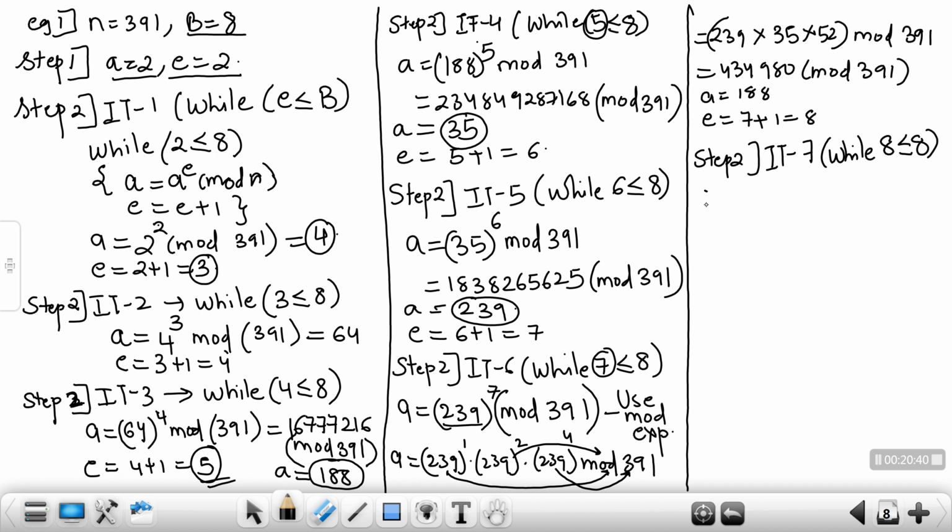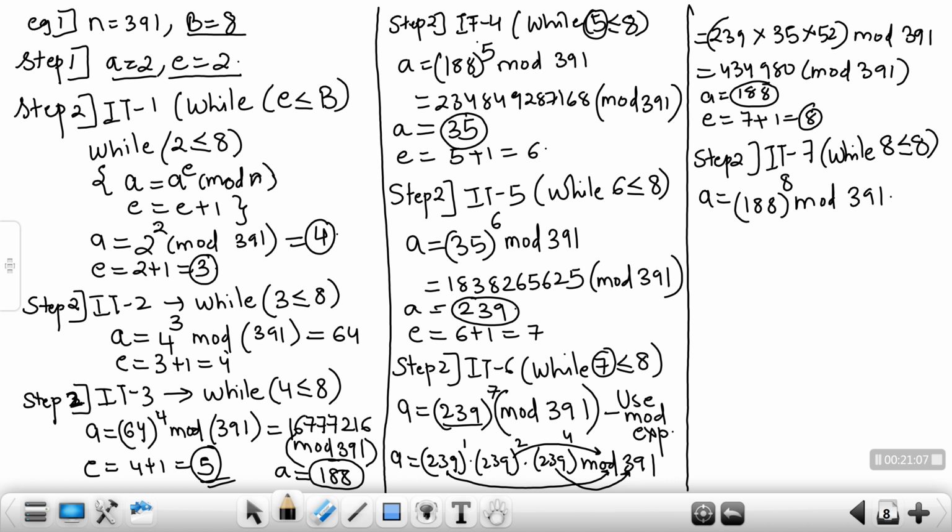We should identify that. Now let me find out the value of A. A is nothing but A raised to E. What is the new value of A? The new value of A is 188. So it will be 188 raised to E. What is the new value of E now? 8. Correct? The new value of E is nothing but 8. So it will be 188 raised to 8 mod of 391. Now again we have to use modular exponentiation over here.